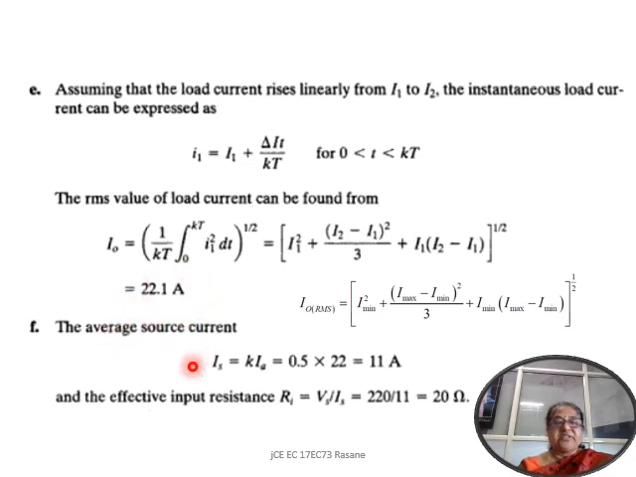The average source current is nothing but the duty cycle multiplied by the RMS load current, right? So you get the value as 11 amperes, and Ri is the effective input resistance, which is Vs by Is. Vs is 220, Is is 11, so you get 20 ohms.